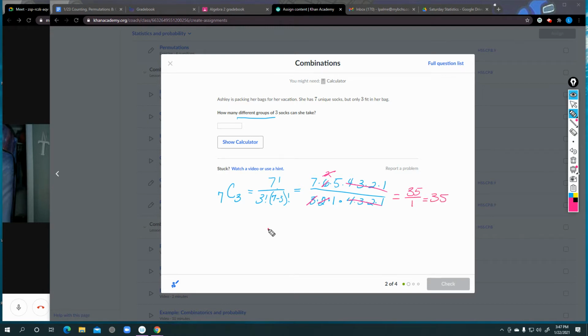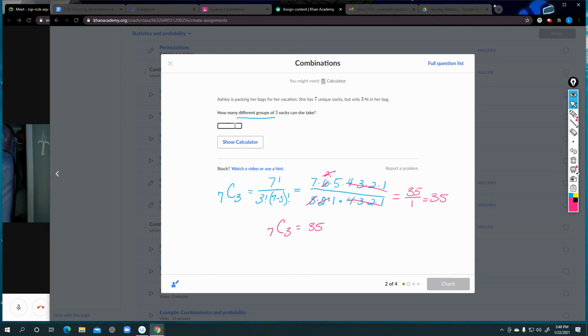So for 7 unique socks, where only 3 fit in her bag, we end up with 35 different groups of socks that she can bring. Let's check out our answer.